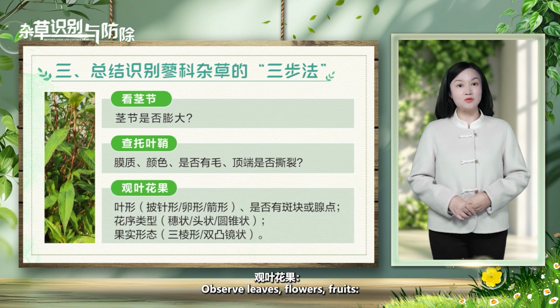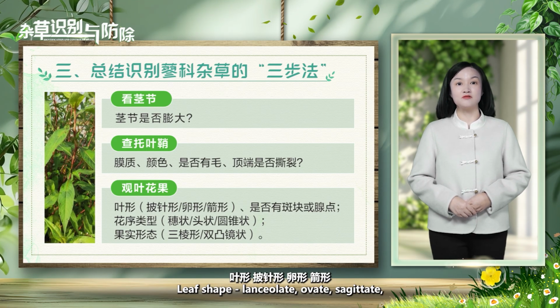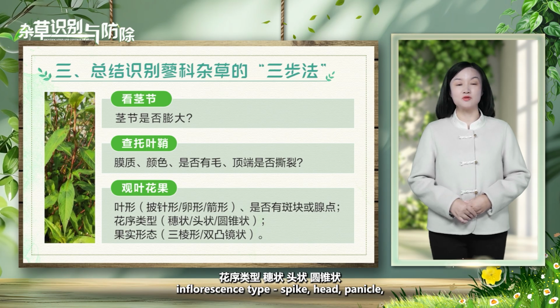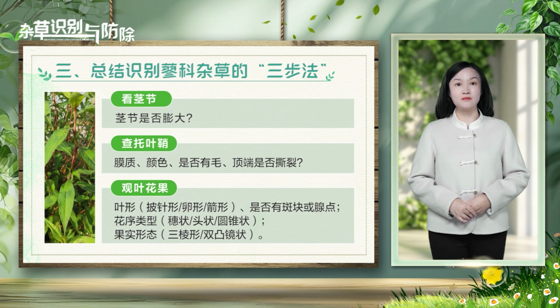Observe leaves, flowers, fruits. Leaf shape: lanceolate, ovate, sagittate, whether with spots or glands. Inflorescence type: spike, head, panicle. Fruit morphology: 3-angled, biconvex lens-shaped.